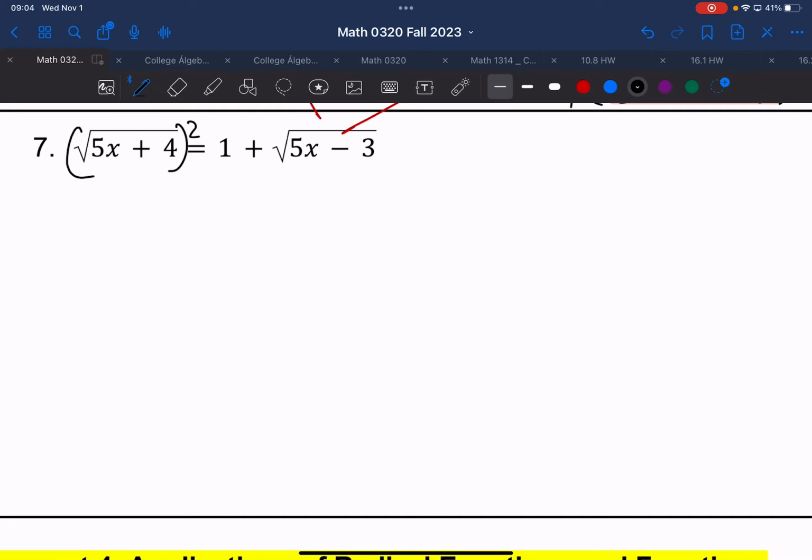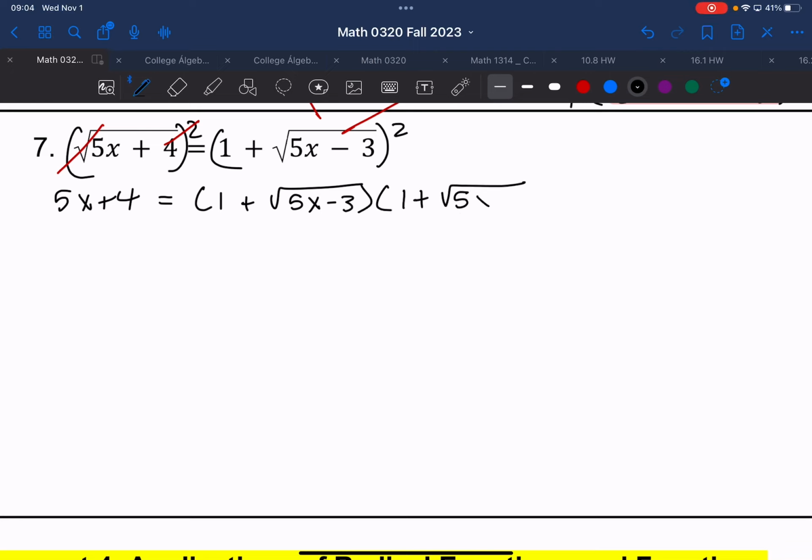Square both sides. So that means we have 5x plus 4, because they cancel out, is equal to, what is the right side telling us to do? Write it twice and use what method? FOIL. Okay, so we're going to FOIL this.